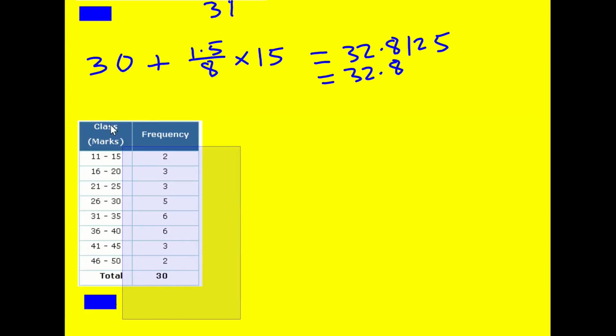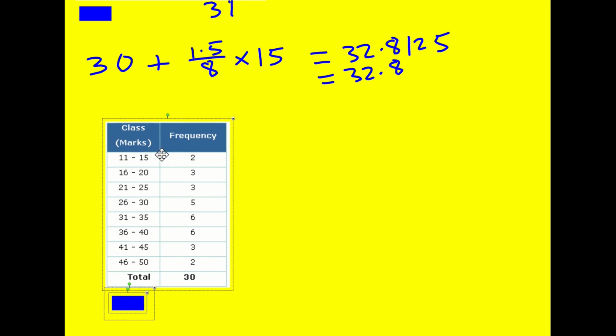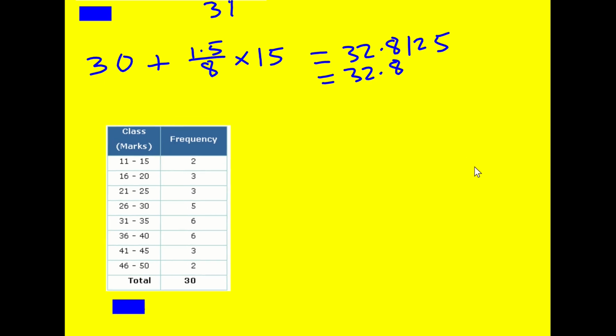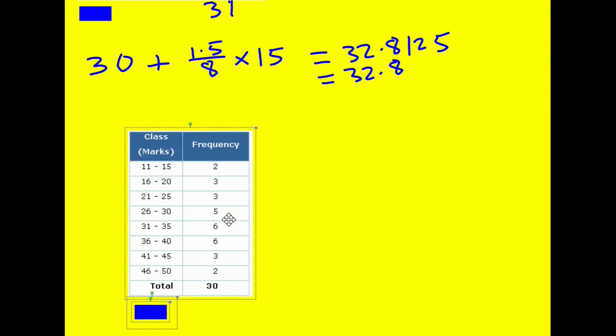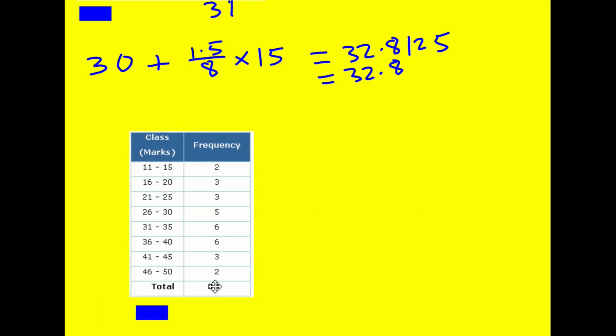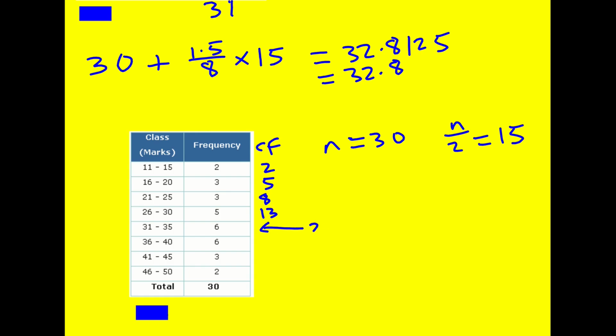Okay, how about this one? Well, this one's a little bit trickier because it's one of those grouped frequency tables where you've just got a hyphen between the values and you've got to figure out what the actual group width is. To start with, let's focus on n. So n is equal to 30. They've actually calculated that for us. So n over 2 is going to be 15. I'm going to count up my cumulative frequency. 2, 5, 8, 13. I'm actually going to be looking for the second value in this group here.